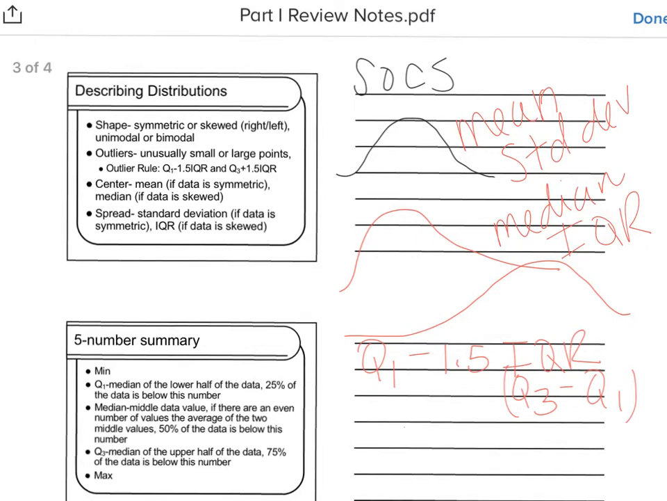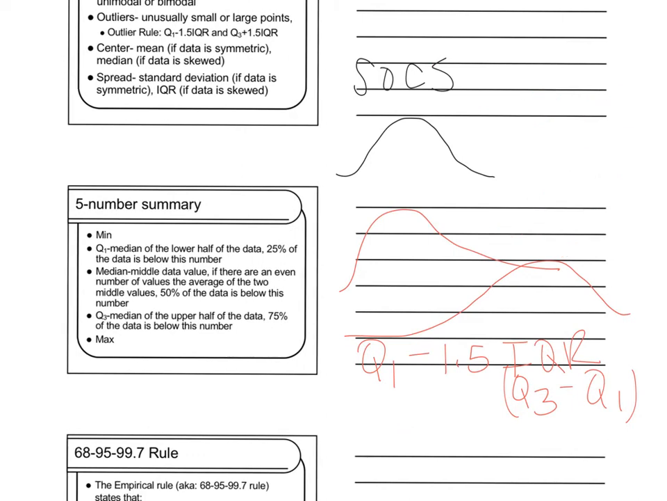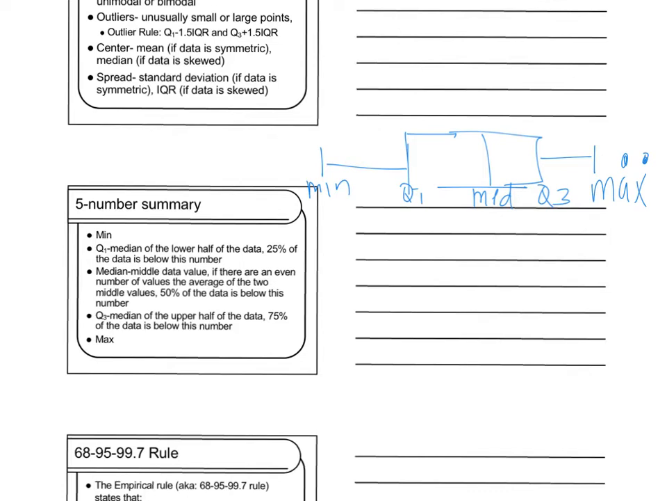We talked about making box plots. In order to make box plots, you had to do your 5-number summary. Your 5-number summary was your minimum, your Q1, your median, your Q3, and your max. And a box plot goes in that order. You have your minimum, and then you connect it to your Q1, and then you have the box that ends with your Q3, and your median is the middle line. And then you connect the line to your maximum, and if you have outliers, you put them out here.